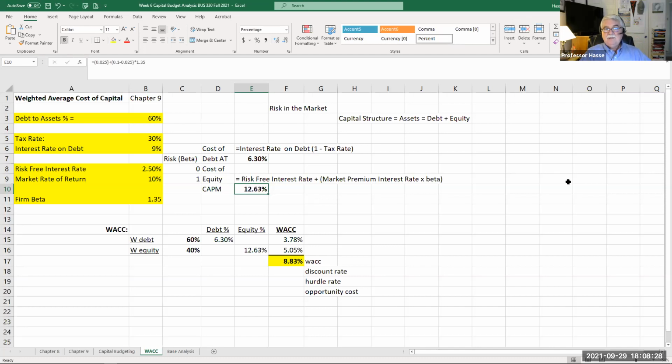Now what do we do? Okay, we now know our cost of money is 8.83%. That's our discount rate. That's our opportunity cost. We now know that we have to invest in an asset that's earning more than 8.83%, or we're not doing anything. So now we have to find an asset that's going to give us a greater return than 8.83%. And now we go to the next tab in this spreadsheet. Hold on, let me save this first. It's called the base analysis. Boom.